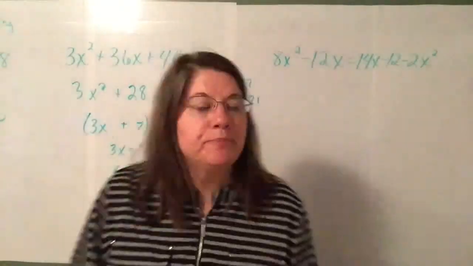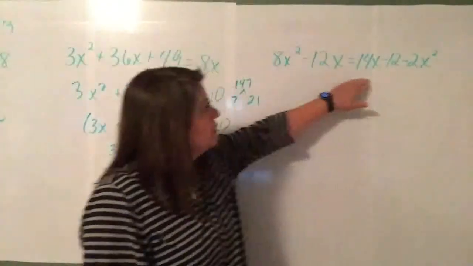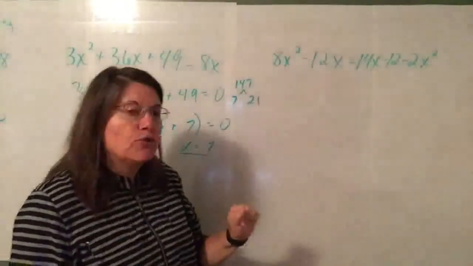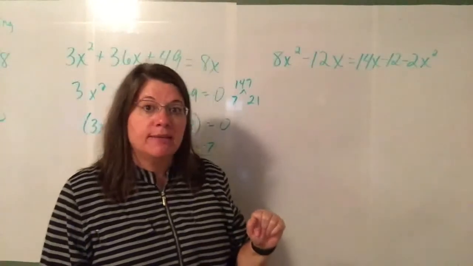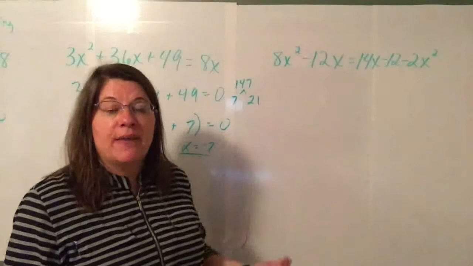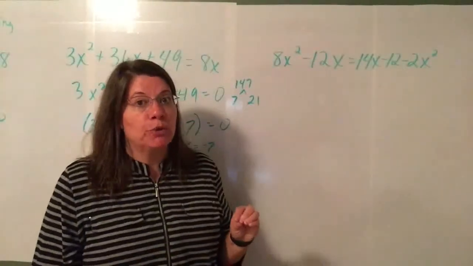In the next one, again, it's not set equal to 0 yet. When I set it equal to 0, I want to make sure that my x² term is positive so that it's easier to factor. If it's a negative, I would have to factor out that negative first. So I always move it to the side where the x² term would be positive.